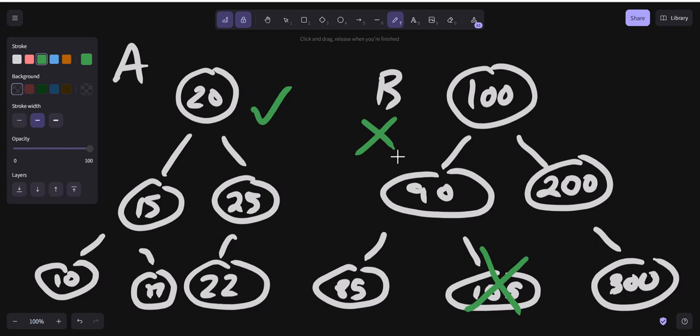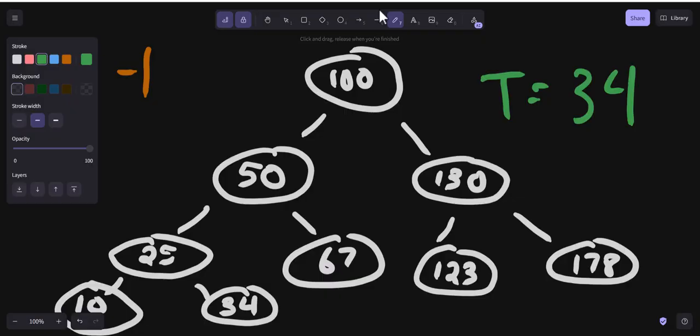Now, let's actually use a binary search tree to search for a value. Binary search trees, well, they're for searching, so let's do that. Let's say I have a target number of 34. That's why I have t equals 34 over here. I would like to see if 34 is in this tree or not.